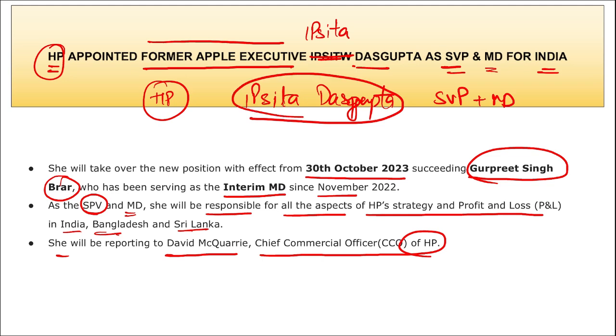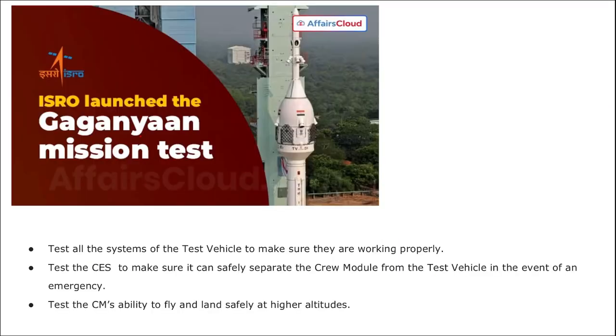Next, ISRO has launched the Gaganyaan mission test. Recently, ISRO has successfully launched Gaganyaan's first flight test vehicle abort mission from the Satish Dhawan Space Center in Sriharikota, Andhra Pradesh. I repeat, ISRO has recently tested or launched Gaganyaan's first flight test vehicle abort mission 1, right?